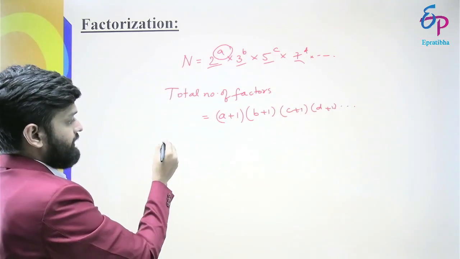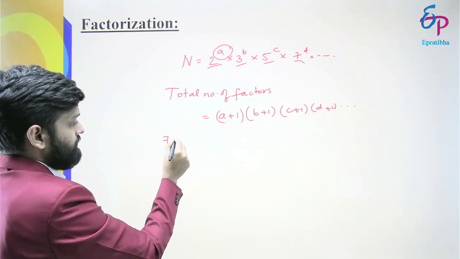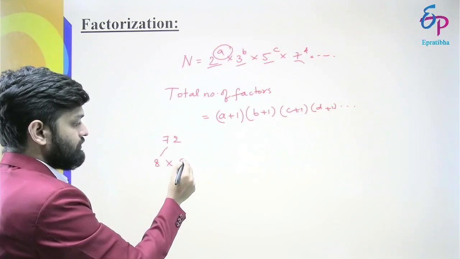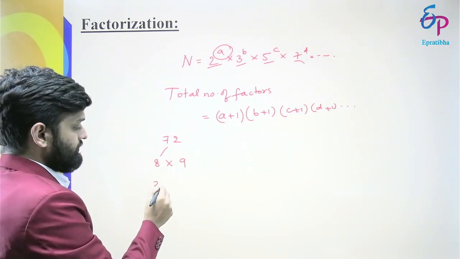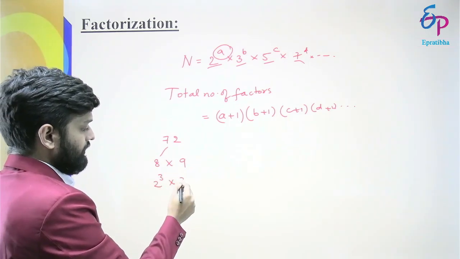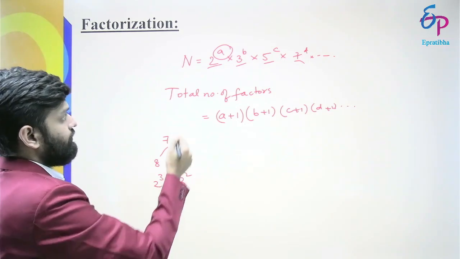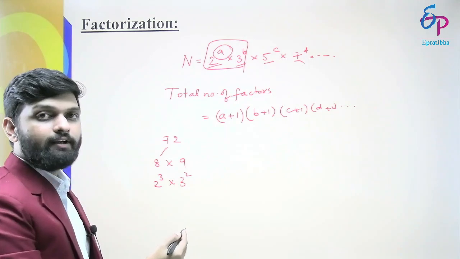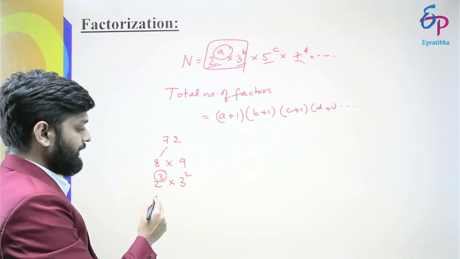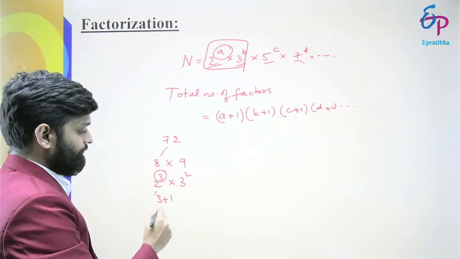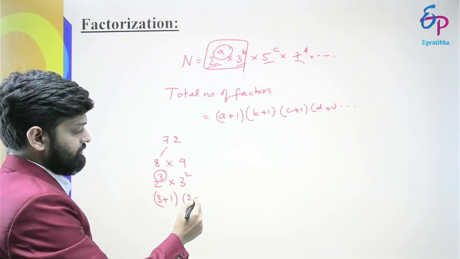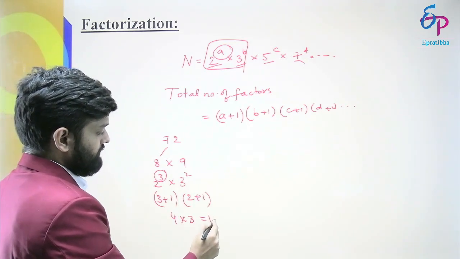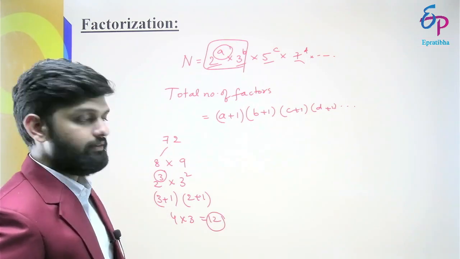If you take one example, the number 72 can be written as 8 into 9, but are these prime numbers? No. So 8 can be written as 2 cube and 9 can be written as 3 square. It is in the form of this model only. That means the total number of factors is found by 3 plus 1 into 2 plus 1. 2 plus 1 is again 3. So 4 3s are 12, the total number of factors for 72.